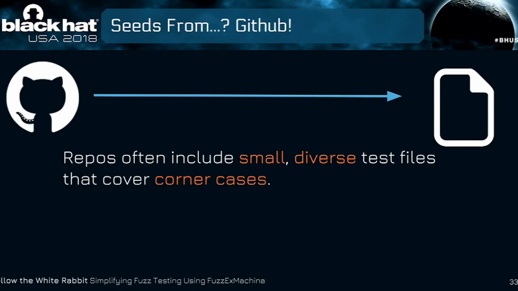And this leads to the result that often in GitHub repositories, there are small sample files which cover a lot of corner cases, which is great for our fuzzing purpose.